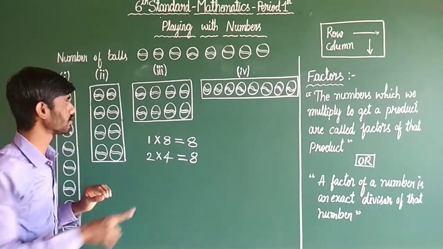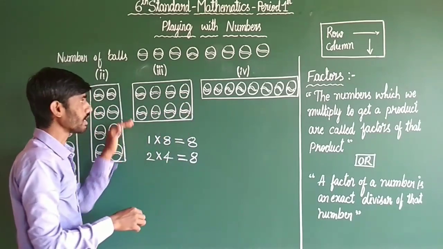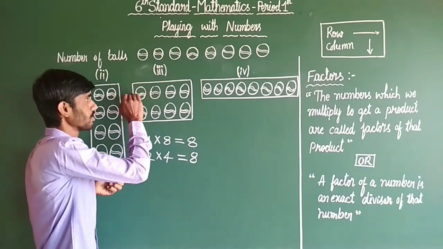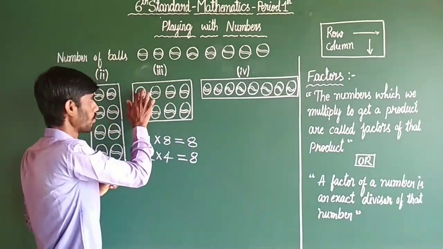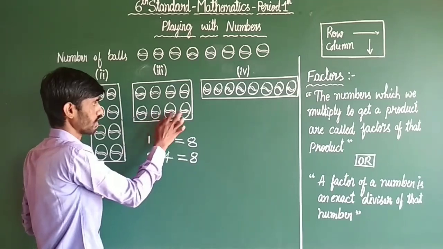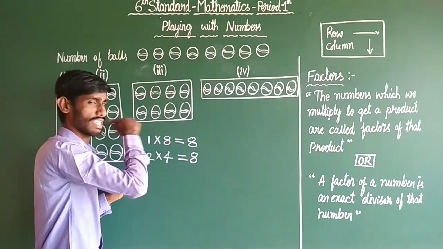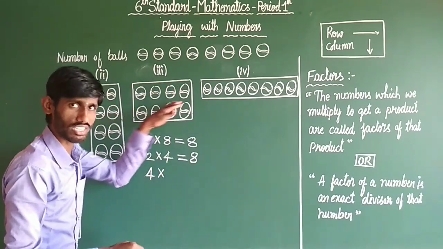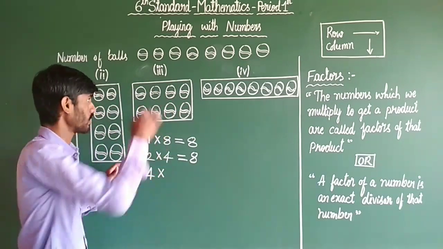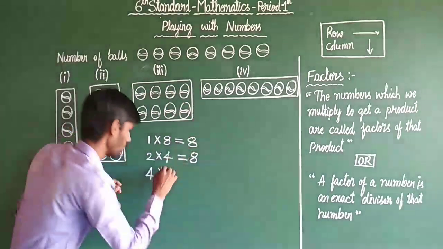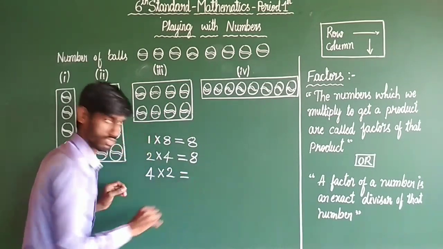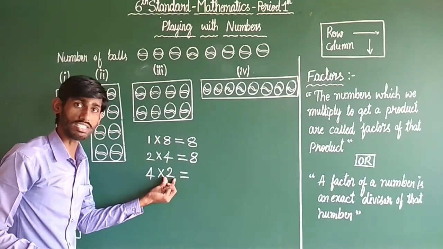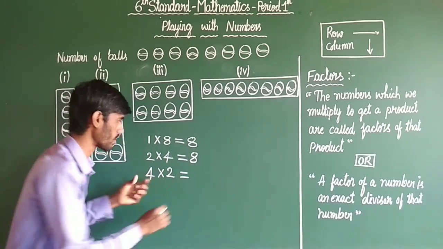Observe the third pattern. This is a row. How many balls in a given row? See, this is the first row, this is the second row. 1, 2, 3, 4. 1, 2, 3, 4. First row 4 balls, second row 4 balls. In each row there are 4 balls. How many rows are here? This is 1 row, this is 2 rows. So totally 2 rows. There are 2 rows. So 4 into 2 is 8.